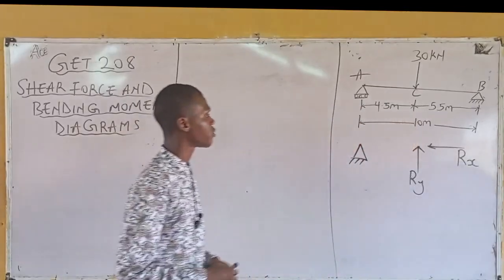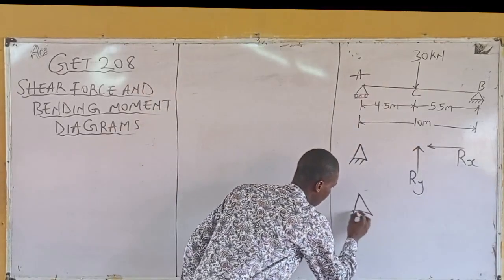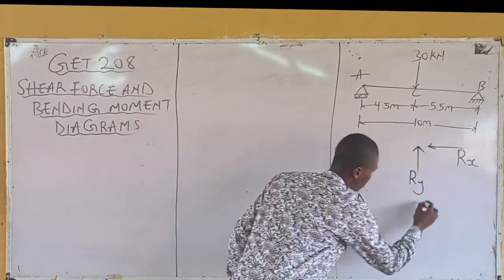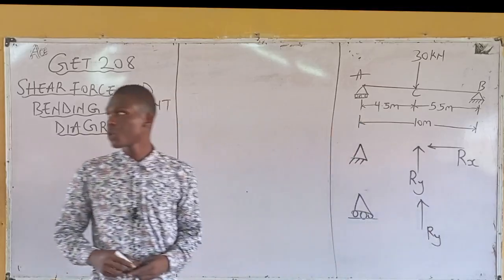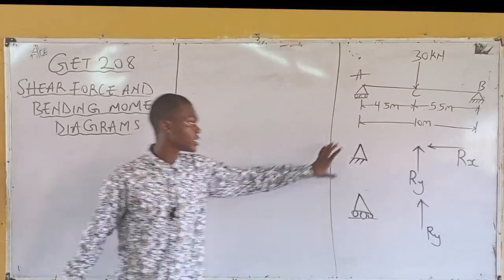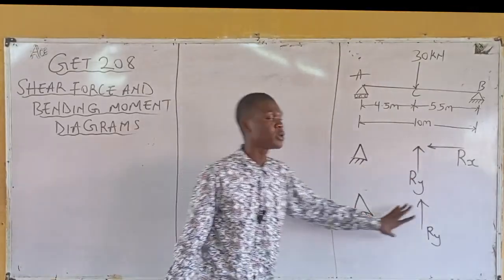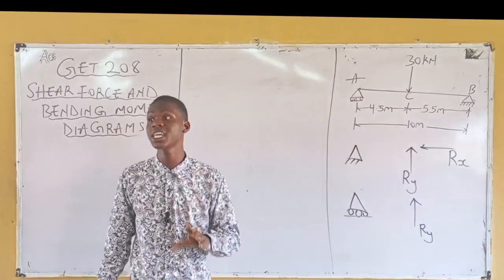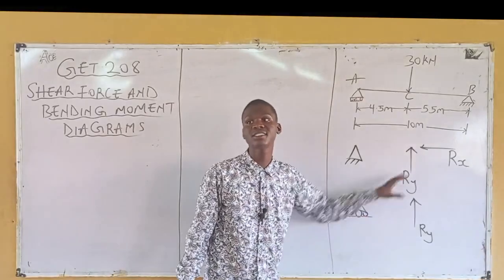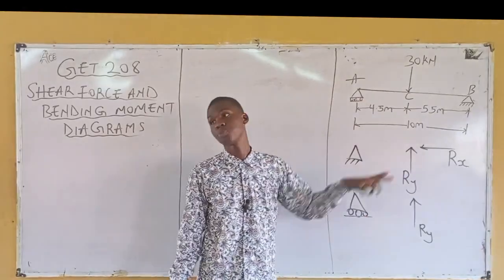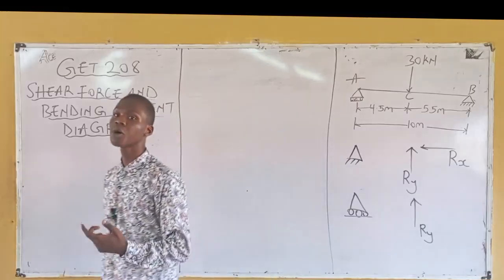What's the reaction for roller support? This guy. So what you are doing is that once you identify that this is a pin support and you have this reaction, this is a roller support and you have this reaction, your next task is to substitute this reaction wherever you have the support. And this is what we call free body diagram. This is what we call what?